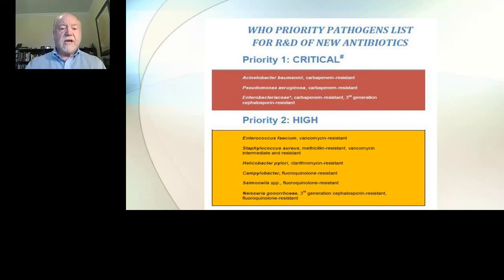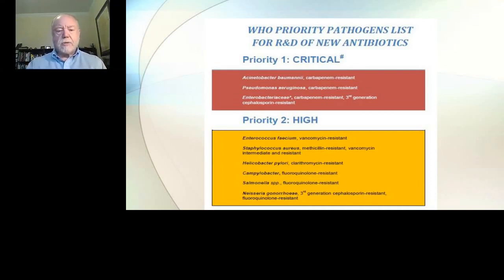And in fact, I think it's fair to say that those in the critical box are Acinetobacter baumannii, which is carbapenem resistant, Pseudomonas aeruginosa, also carbapenem resistant, and then the Enterobacteriaceae, which is a broad tribe of bacteria comprising Escherichia coli, Klebsiella pneumoniae, Enterobacters, and a range of other genera and species. And they are carbapenem resistant, as well as resistant to some of the more potent beta-lactam antibiotics, known here as third generation cephalosporins. So those are the critical targets for our current research efforts.